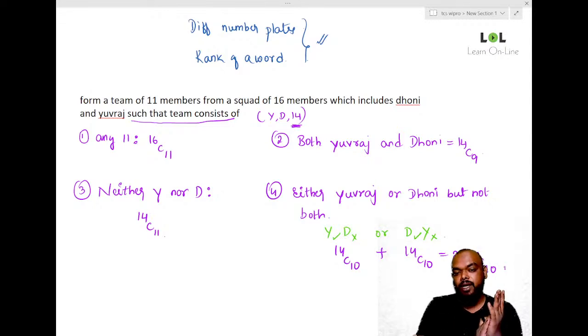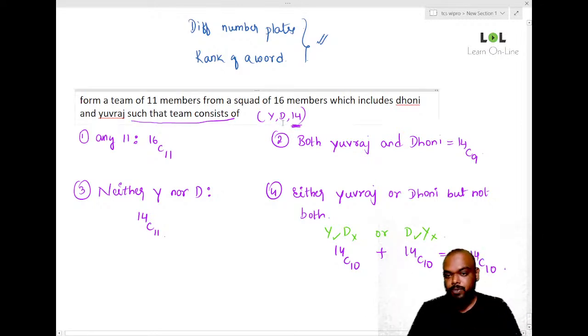Why 14? Tarun, observe. In the first condition, Yuvraj is already selected. Total in a squad, 16 members are there. Yuvraj is already selected, so you still need 10 people. You cannot select Dhoni. Now, from the 16 members, Yuvraj is already selected and you cannot select Dhoni. Then where do you select the remaining 10 from? We have to select from the remaining 14. Are you understanding, Tarun? Why are we considering 14?